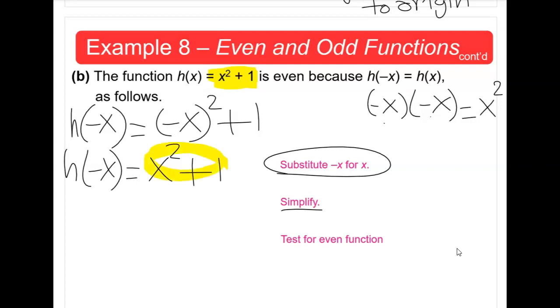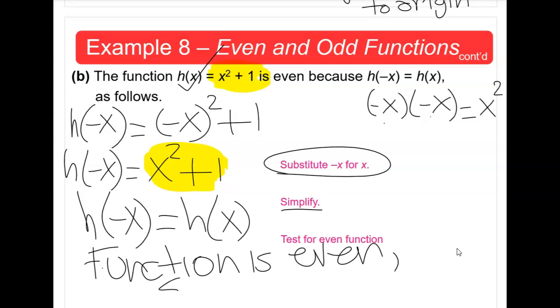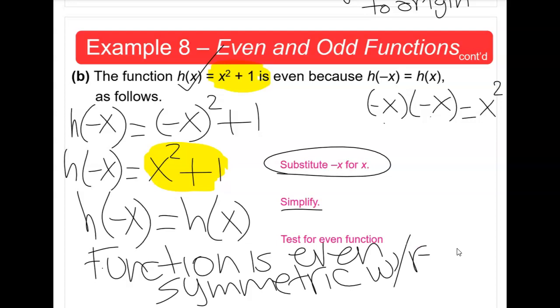Now I need to compare what I got with the original function. And you can see clearly that they are identical. h of negative x is equal to h of x. They're exactly the same. So because of that, the function is even, and therefore symmetric with respect to the y-axis.